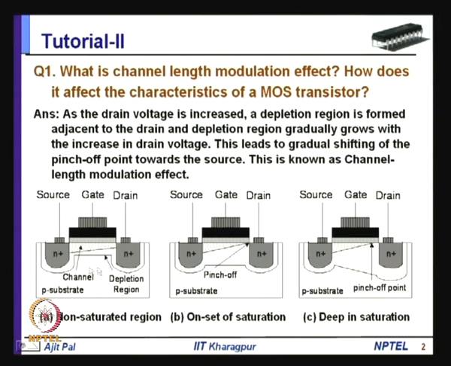The first one is a non-saturated region, where you can see the width of the channel region is changing from source to drain, but it is not yet 0 at the drain point. On the other hand, this is the onset of saturation, where the pinch off point has been reached, that means the width of the channel region is almost 0 near the drain. But whenever the channel length is small, as you further increase the drain voltage, that pinch off point shifts towards the source.